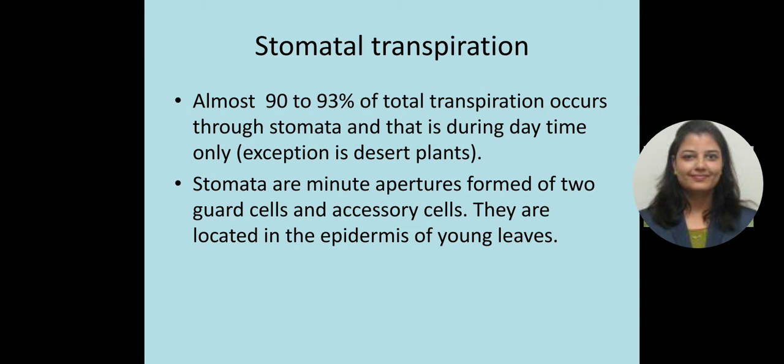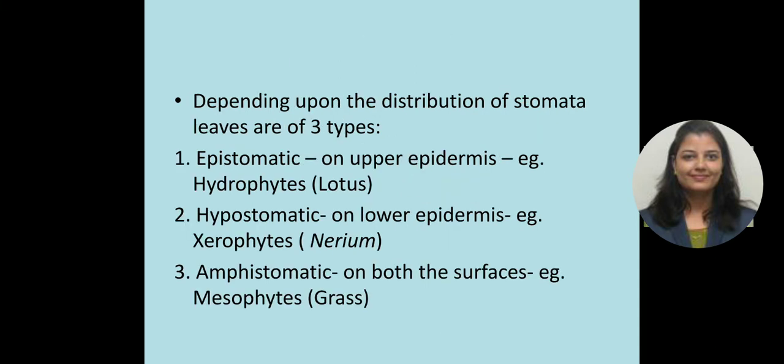So stomata are minute apertures formed of two guard cells and some accessory cells. They are located in the epidermis of young leaves. Depending upon the distribution of stomata, leaves are of three types.